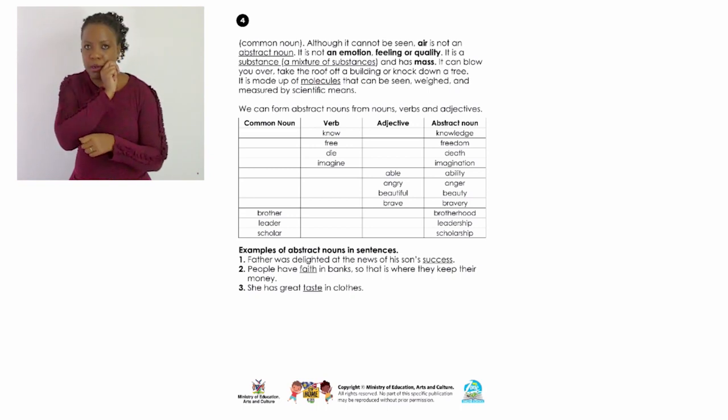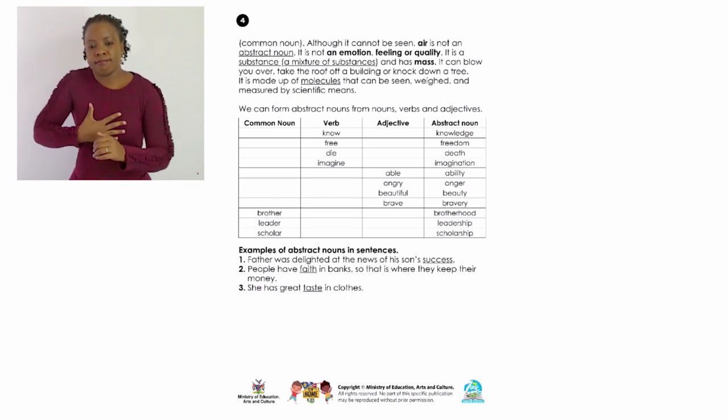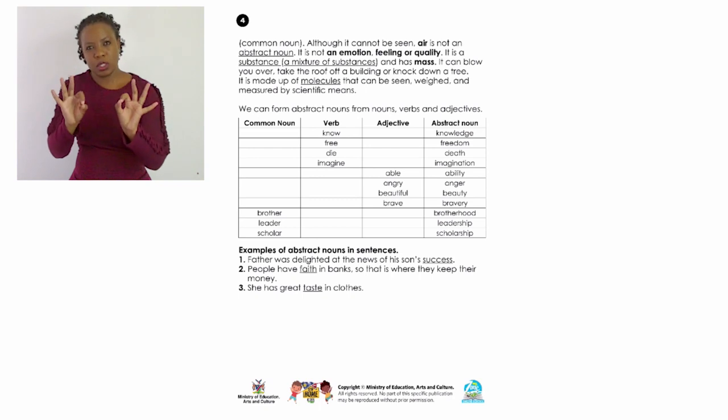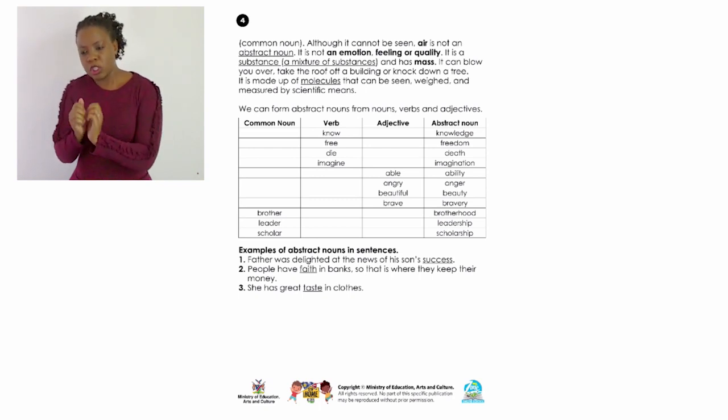We have able, abstract noun is ability. We have angry, abstract noun is anger. We have beautiful, abstract noun is beauty. We have brave, abstract noun is bravery.